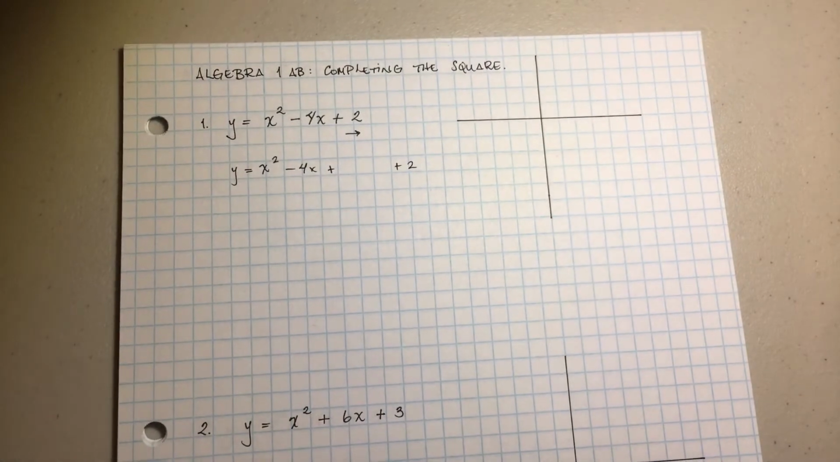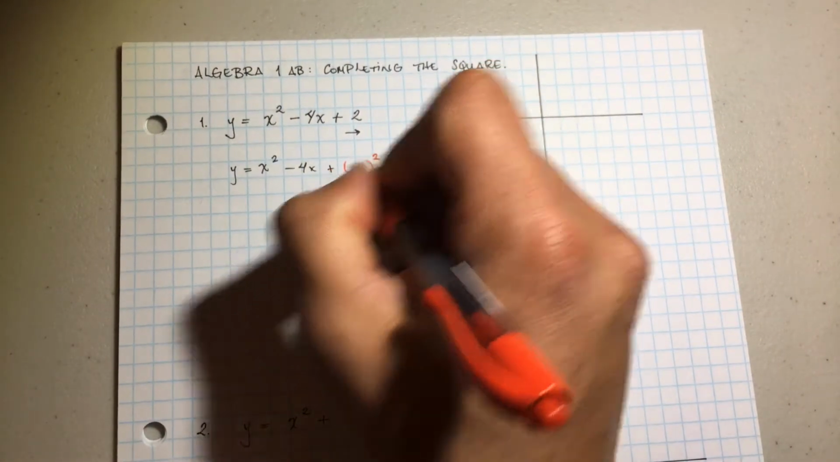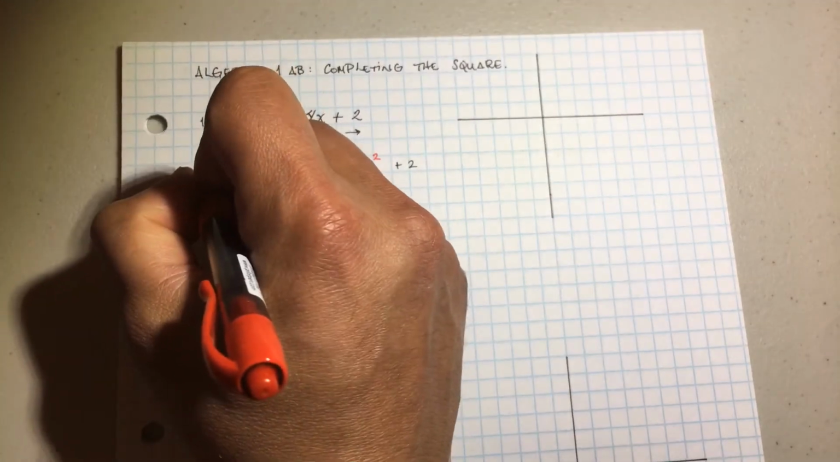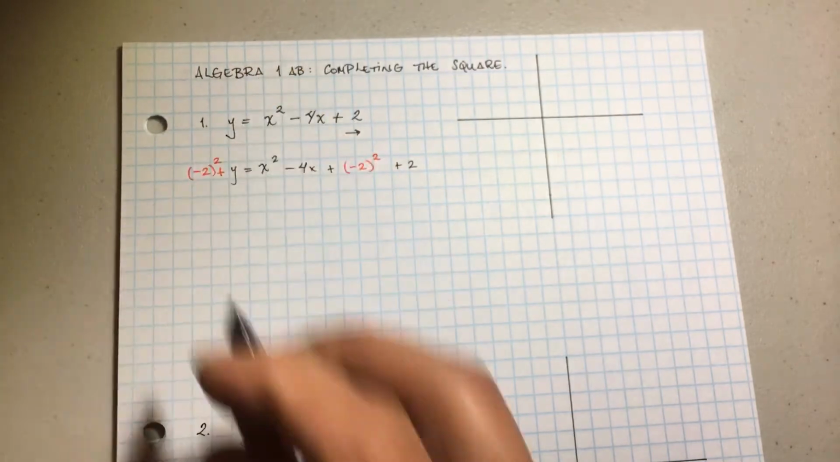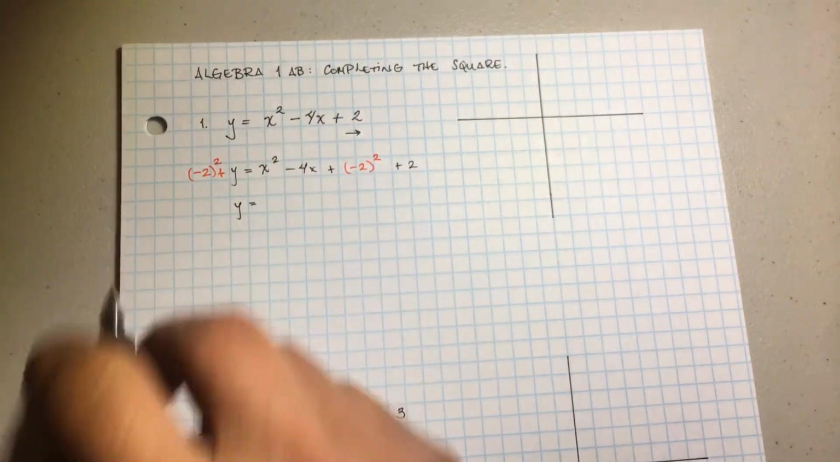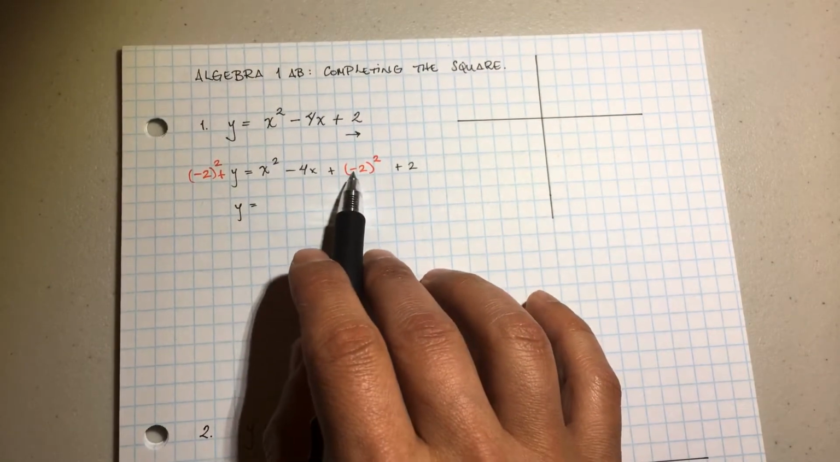Now we're going to take half of the middle. Half of -4 is -2, and we're going to square it. Now whatever you add on one side, you have to add on the other side to make sure you keep it balanced, because this is an equation. Tenemos que agregar lo mismo. Siempre va a ser más. It's always going to be plus something. And I put the negative in the middle.